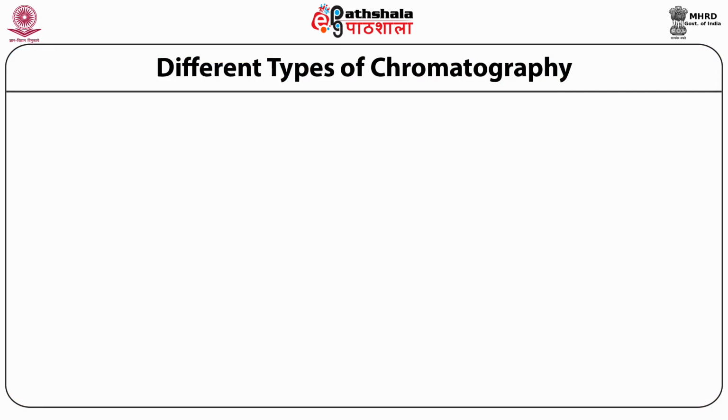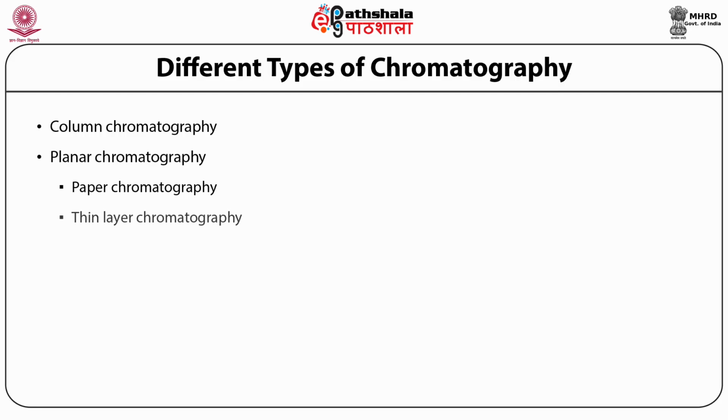Let me first tell you in short about the different types of chromatography. There was rapid development in the field of chromatography in the decades of the 1930s and 1940s, which resulted in the development of different types of chromatography all over the world. Some of the different types are column chromatography and planar chromatography. Planar chromatography can be further classified into paper chromatography and thin layer chromatography. In paper chromatography, the stationary phase is cellulose, whereas in thin layer chromatography, the stationary phase is silica. Then there is gas chromatography as well, where the mobile phase used is a gas.